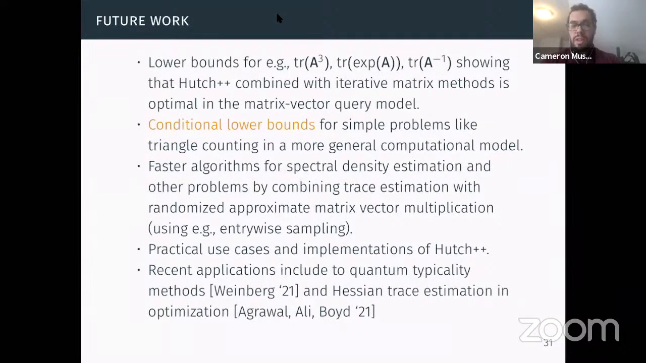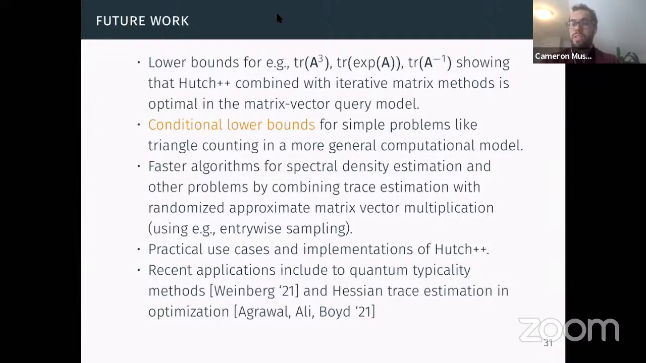So we show, in the part of the talk that I didn't present, that our method is optimal up to constants, meaning that you can't beat this. If you want this guarantee for trace estimation, you can't improve on the query complexity by more than constants. One thing we're interested in is extending this lower bound to show that if you want to compute, say, the trace of a matrix cubed or the trace of the exponential or the trace of the inverse, then combining Hutch++ with iterative matrix methods is also optimal in the matrix vector query model. And we have some results, for example, with trace of A cubed, but we'd like to extend those.